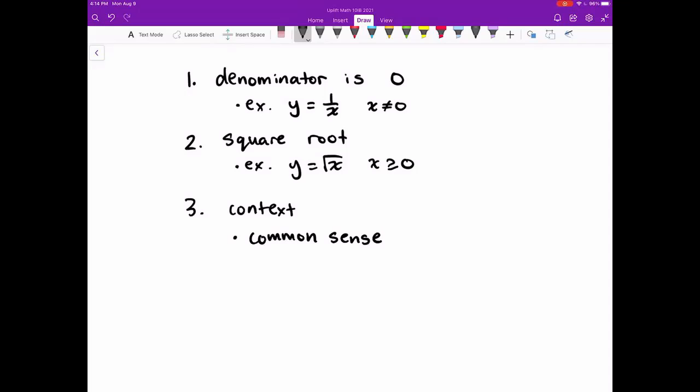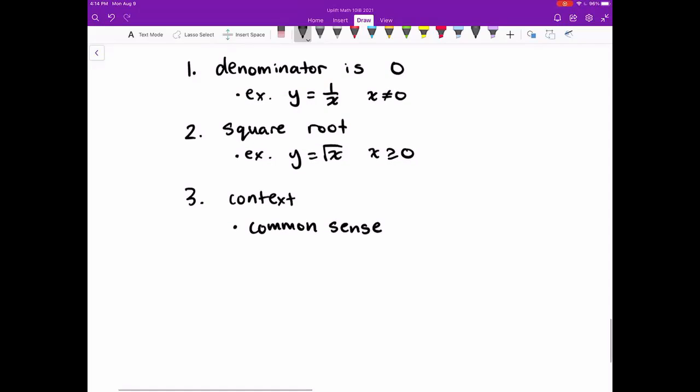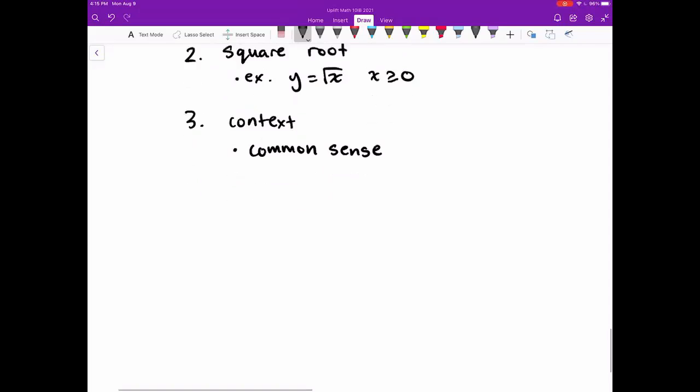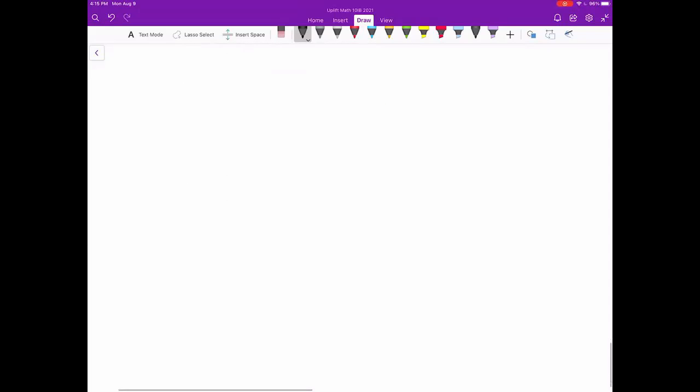Yep, so we can look at an example of the first restriction, the denominator. We can have, for example, the function y is equal to x plus 3 over x plus 2. We don't have to draw this one out. We can analyze it using the function itself.